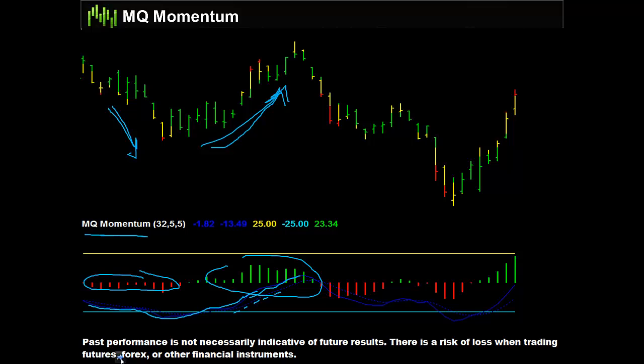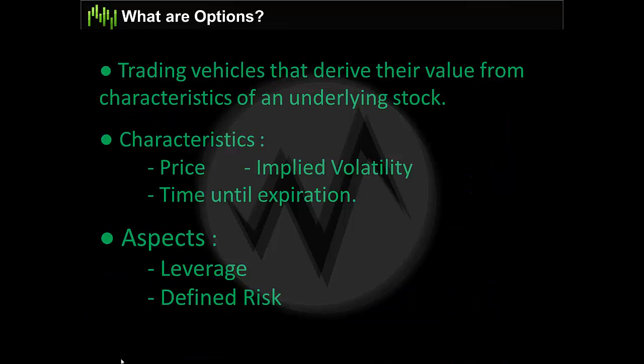Okay, we'll pull this all together later on and see how we use them all together. Okay, are there any questions so far on value bars or MQ momentum? Please don't hesitate to ask. I'm more than happy to help.